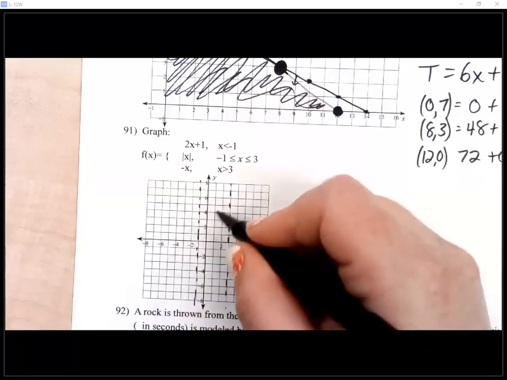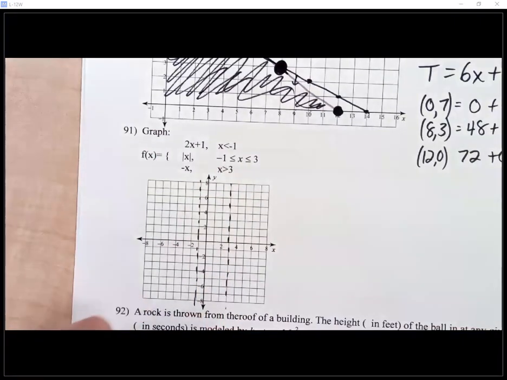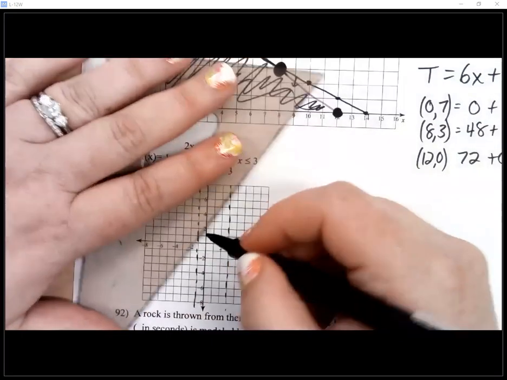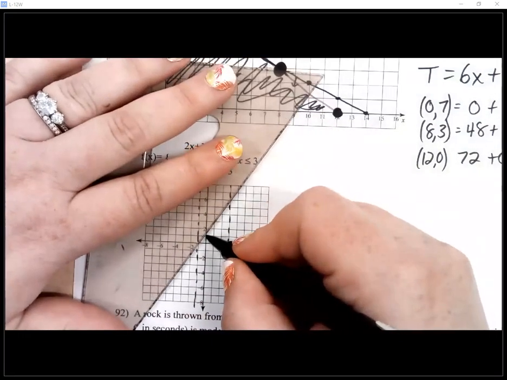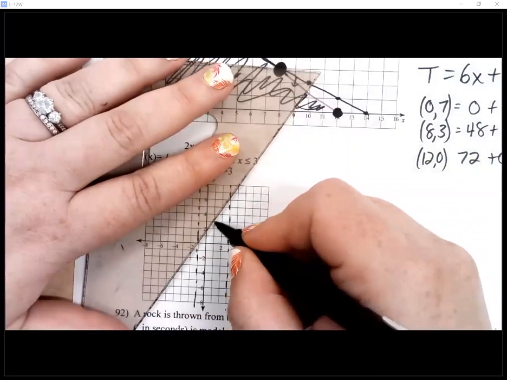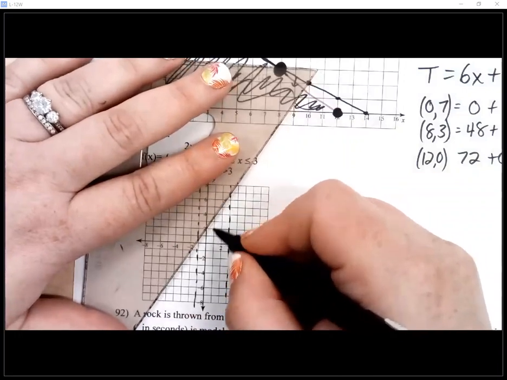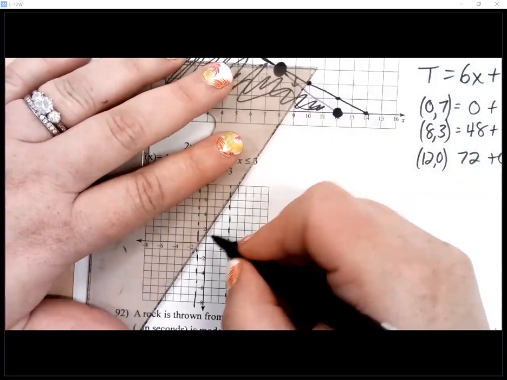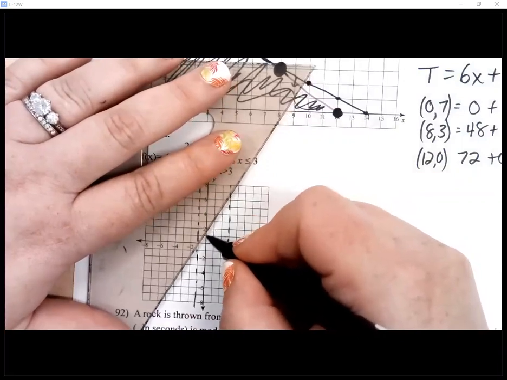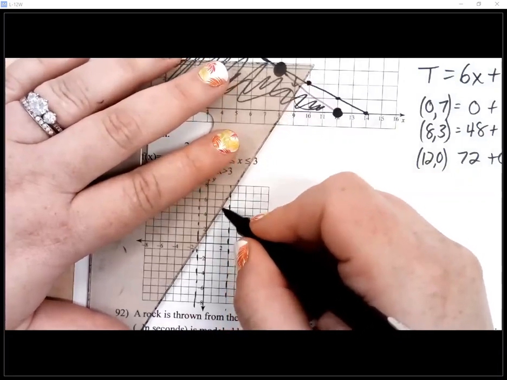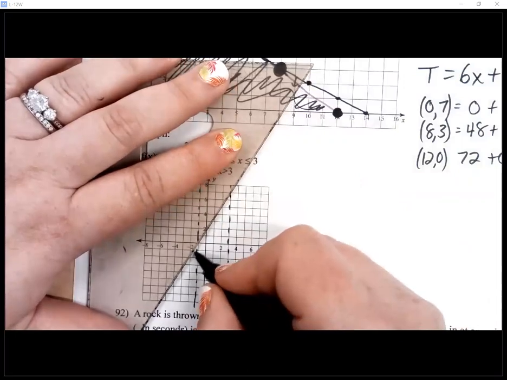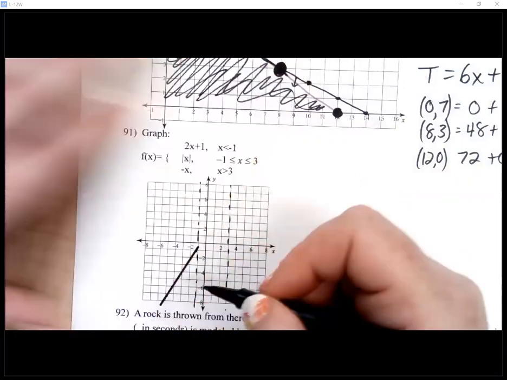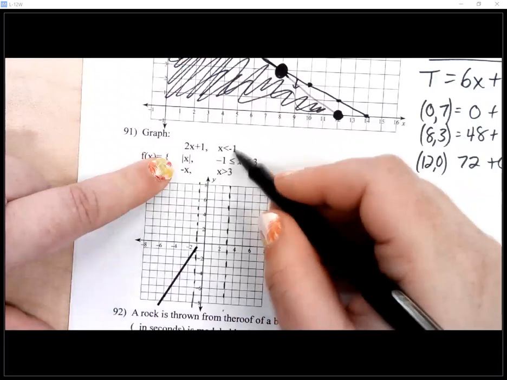Let me grab a little straight edge here. Let me line it up where it would be. Start at 1, go up 2 over 1, up 2 over 1. Let me line this up. Okay, so instead, I'm just going to draw up my graph over here. When it hits -1, it should be an open dot.